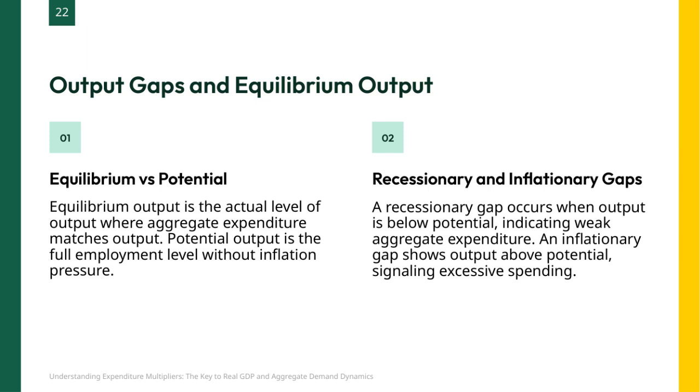On the other hand, potential output represents the full employment level of output, where all resources are used efficiently without causing inflationary pressure. Moving on to output gaps, a recessionary gap happens when actual output falls below potential output. This gap indicates that aggregate expenditure is too weak, leading to unemployment and underused resources. Conversely, an inflationary gap occurs when output exceeds its potential level, signaling that spending is too high, which can cause inflation to rise as demand outstrips supply. Understanding these gaps helps us grasp how the economy can either be underperforming or overheating relative to its optimal capacity.